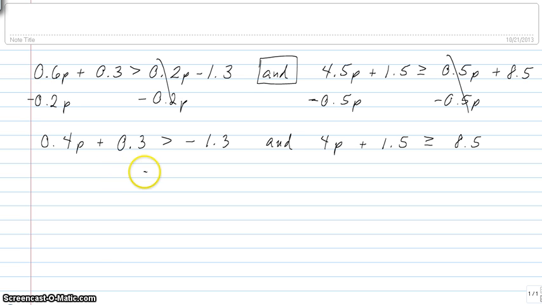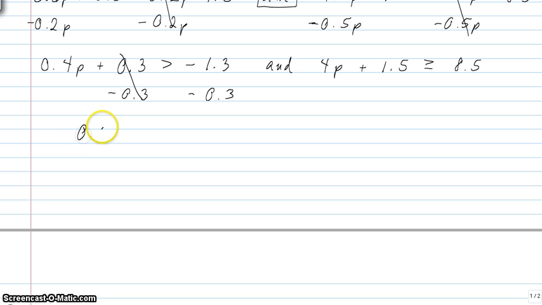And then coming back over here, we want to get the 0.3 over to the right side, so we can subtract it. Gets rid of that there. So we'd have just 0.4p greater than negative 1.6. And on this inequality we want to subtract 1.5. Rid of the 1.5 there, so we've got 4p, subtract 1.5. Got just 4p greater than or equal to 7.